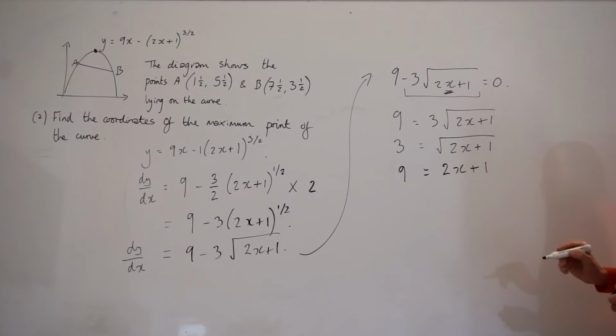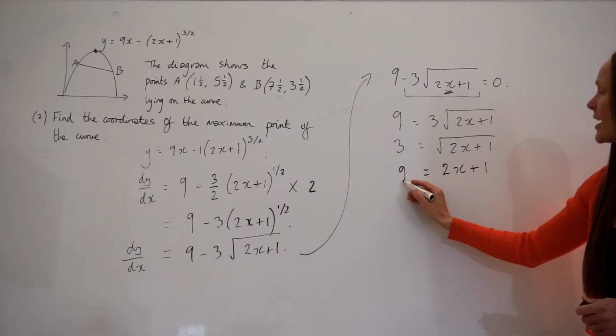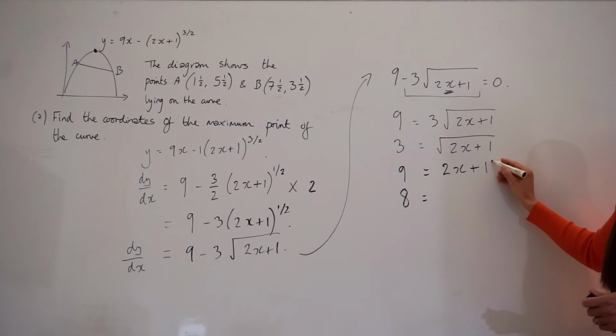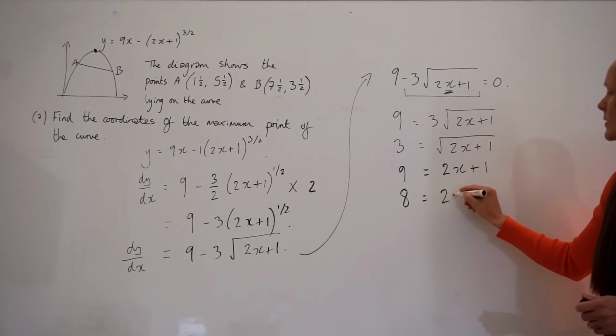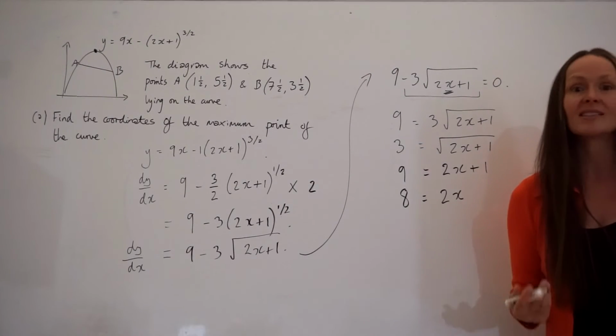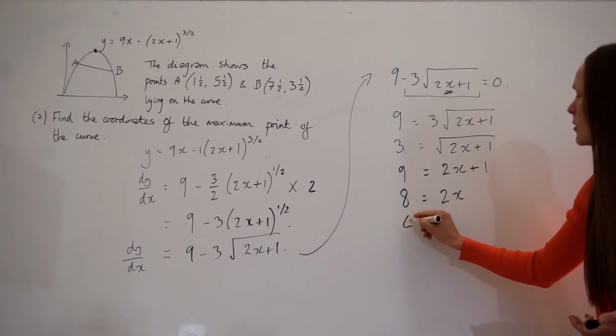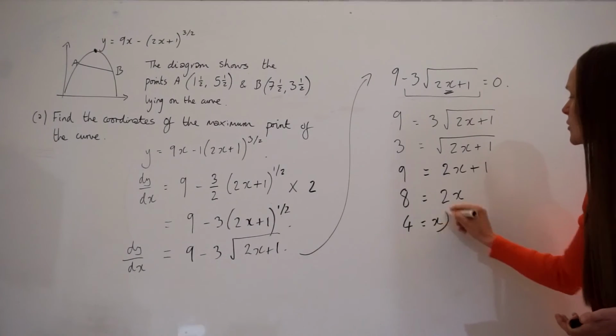Next, I need to subtract 1 on both sides. So 9 take away 1 is 8. 1 take away 1 is just 0, so that cancels to leave us with 2x. And the last step here is to divide both sides by 2. So 8 divided by 2 is 4. So there is our x-coordinate.